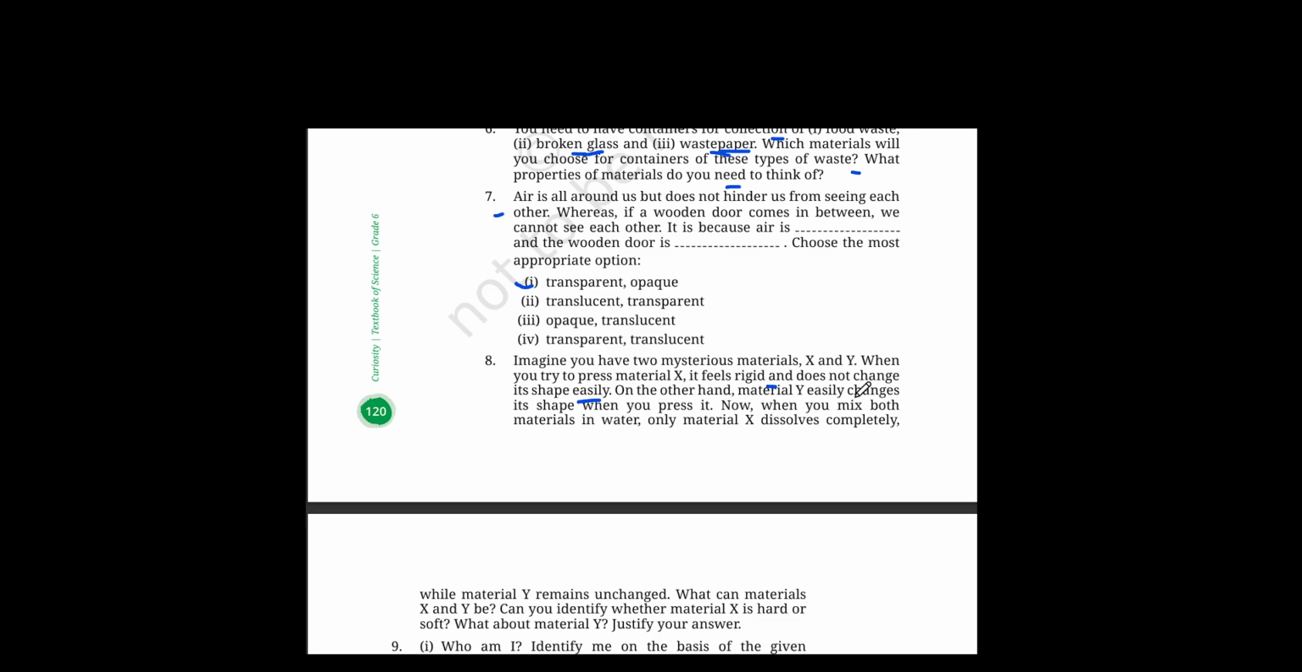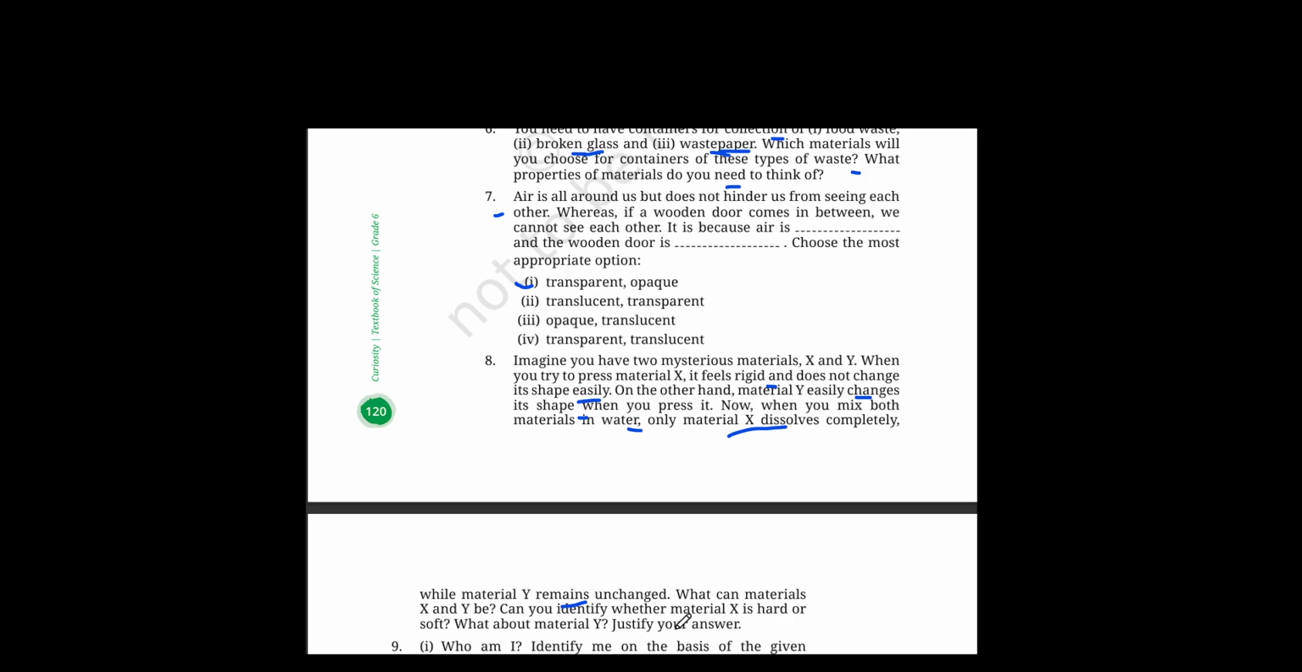Whereas material Y easily changes its shape when you press it. So now when you mix both materials in water, only material X dissolves completely while material Y remains unchanged. What can material X and Y be? Can you identify whether material X is hard or soft? What about material Y? Justify your answer.